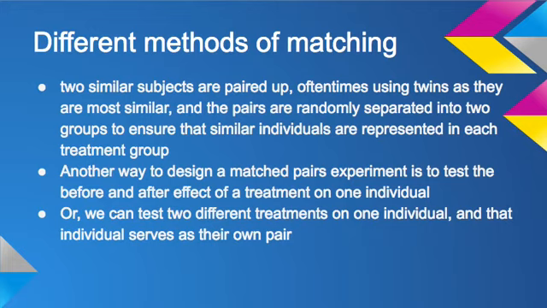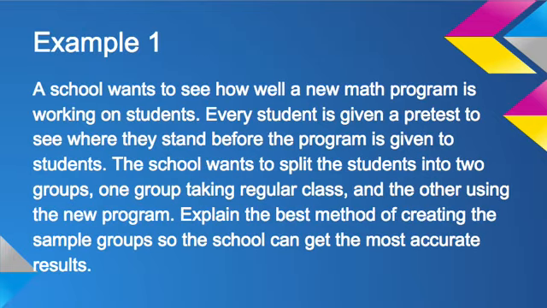Another way to have a matched pairs experiment design is to test a before and after effect of an experiment on one individual, one animal, one plant. You get the gist. A third experimental design that can be considered a matched pairs design is when we test two different treatments on one individual, and that individual kind of serves as their own pair and their own control.